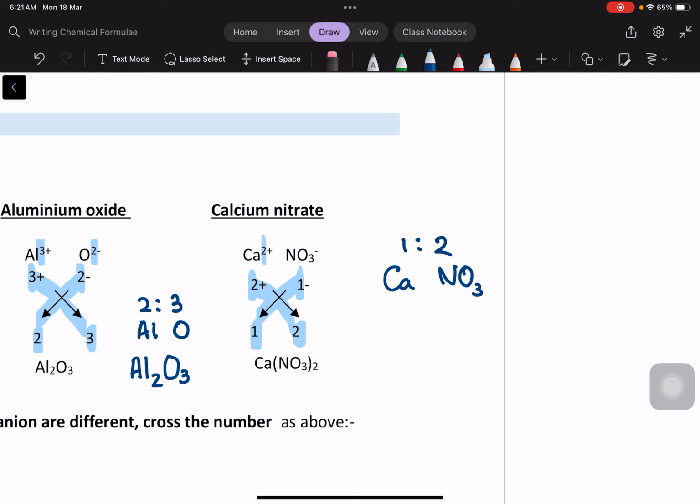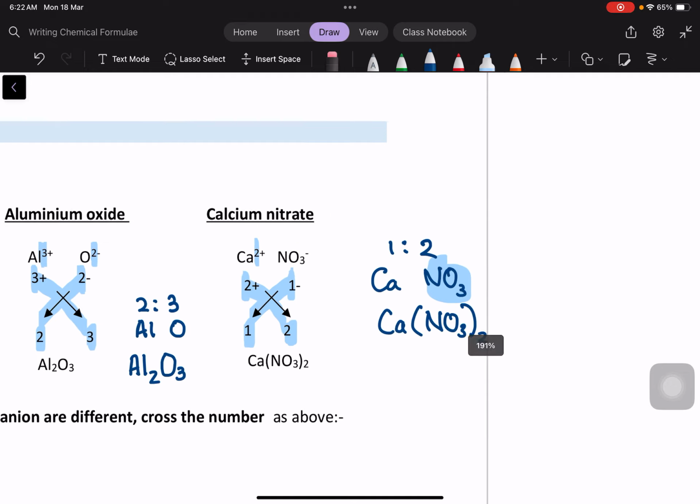Now, in this case, we have more than 1 element in nitrate, and that means we need to have 2 of the nitrate, and therefore this is when brackets are needed, with the overall nitrate as 2. Again, if you look at the formula, there are no more charges written in the formula simply because we have cancelled out the charges. So it is calcium nitrate.